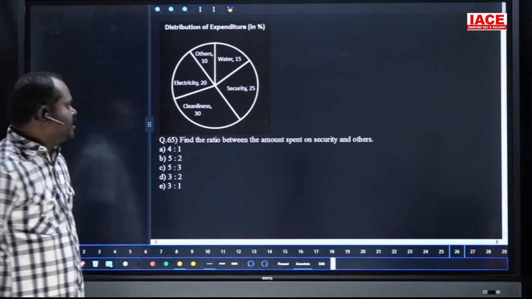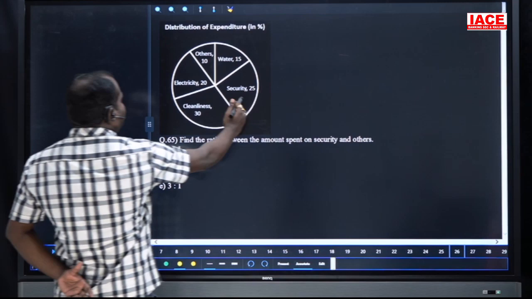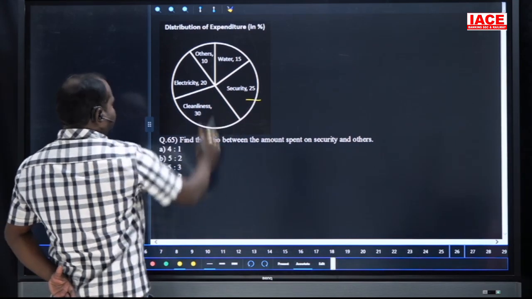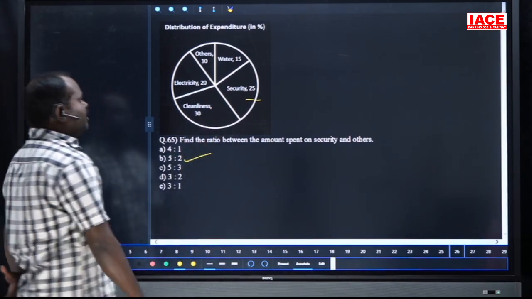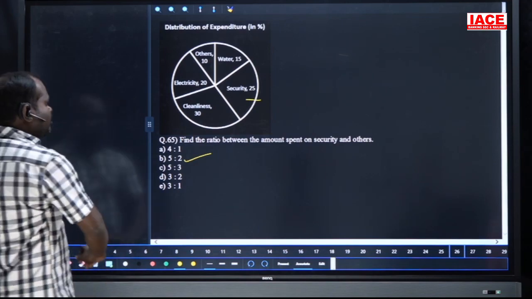Next, find the ratio between the amount spent on security and others. Security is 25, others is 10. 5 fives are 25, 5 twos are 10, so 5 is to 2. Option B, 5 is to 2. Next.